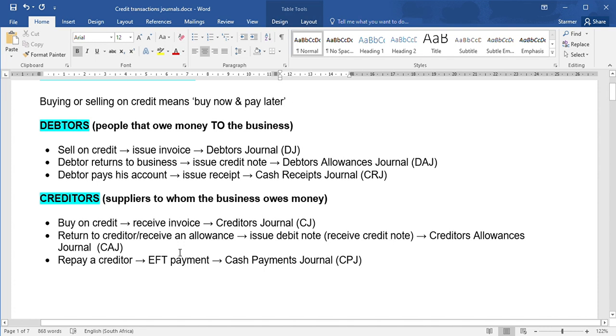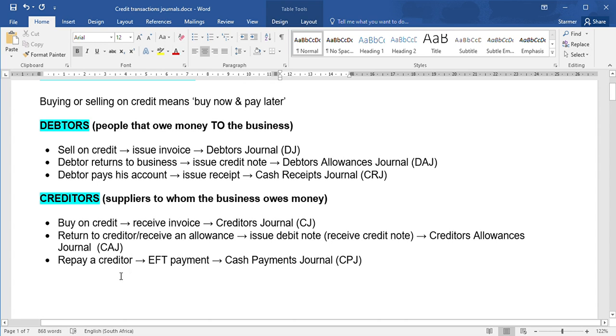If we are not satisfied for one or other reason, and we return stuff to the creditor, or we get given an allowance by the creditor, when we return things, we send that stock, for example, with a debit note. It is only when we receive the credit note from the supplier that we should make an entry in the Creditor's Allowances Journal, and that journal is abbreviated to CAJ.